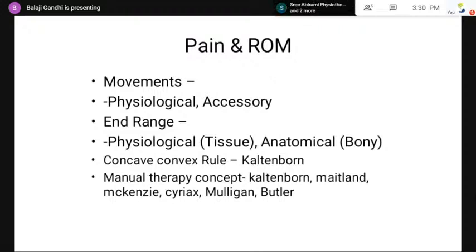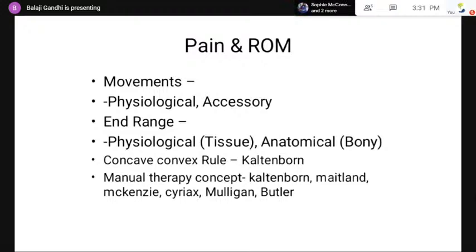Now we'll see the manual therapy concepts. Kaltenborn is the forefather of all the manual therapy concepts, and he described many techniques. We'll see each concept, but not in detail, because each concept is very large, and even the assessment techniques and treatment approaches are very vast. So we'll see the integrated concepts that each author has told: Maitland, McKenzie, Cyriax, Mulligan, and Butler. First we'll see the Maitland concept.